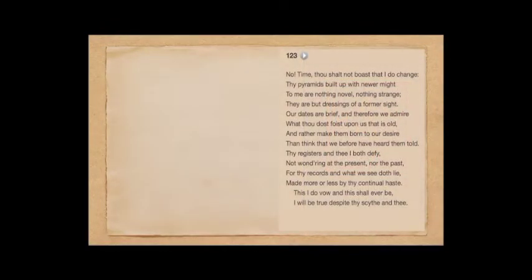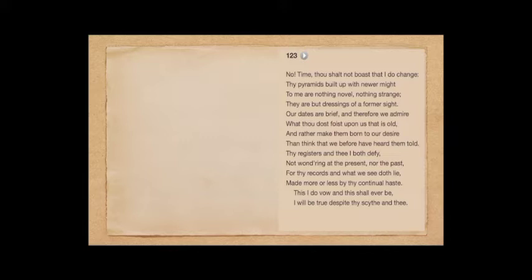Sonnet number 123. No, time, thou shalt not boast that I do change. Thy pyramids built up with newer might to me are nothing novel, nothing strange. They are but dressings from a former sight. Our dates are brief, and therefore we admire what thou dost foist upon us that is old, and rather make them born to our desire, and think that we before have heard them told.